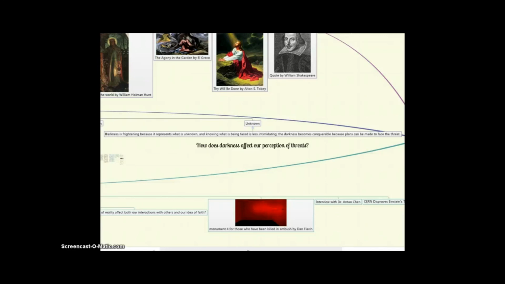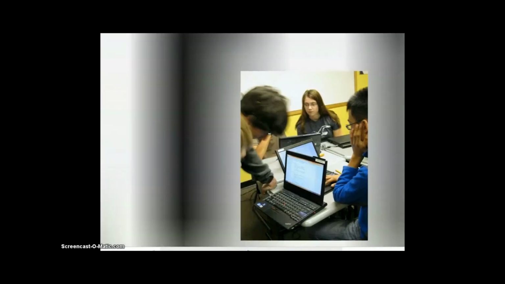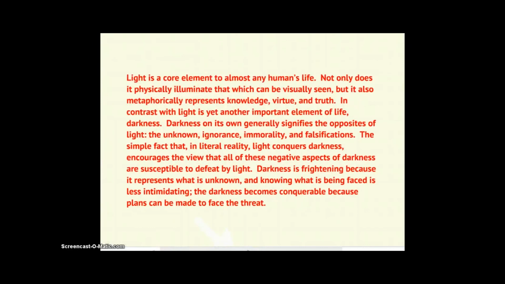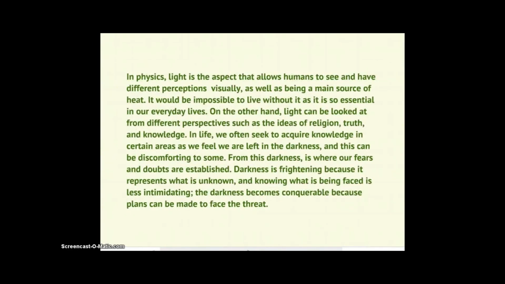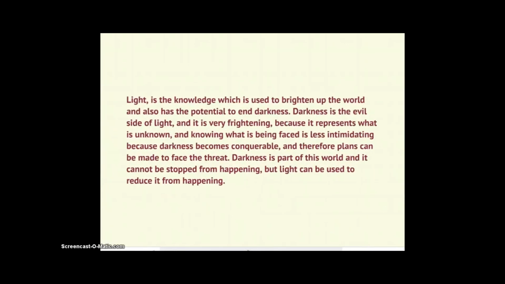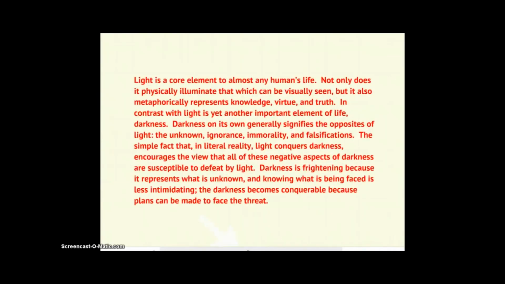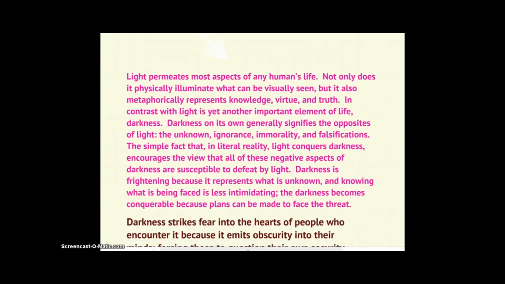Once we had this, we divided it up into various claims that we put into our outline. Once we had done that, we shared our outline with other groups. With that done, we started by writing introductions. We edited the first introduction into this, starting with "light permeates most aspects of any human's life," and ending with our thesis. Following are each of our body paragraphs.